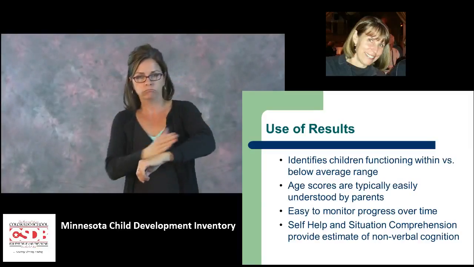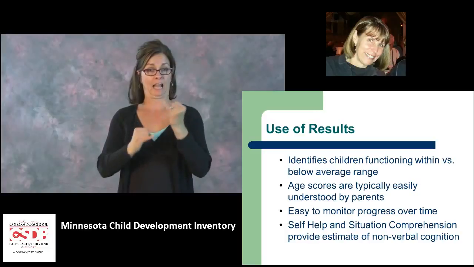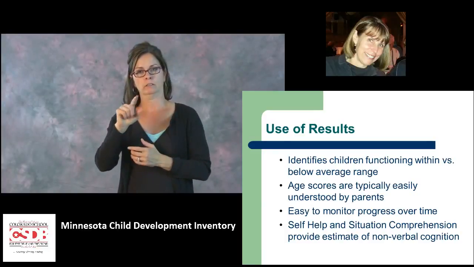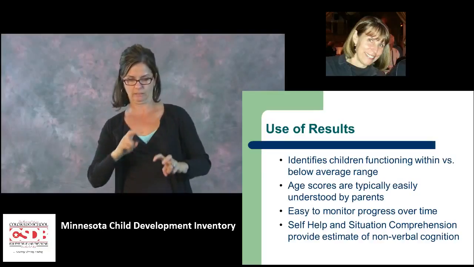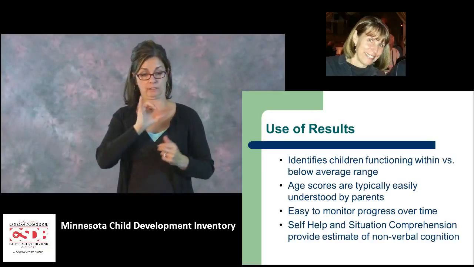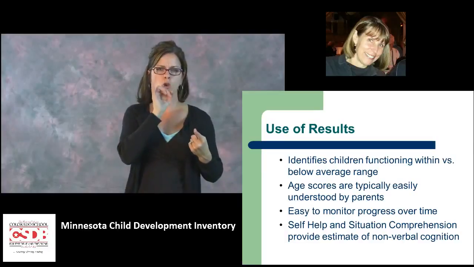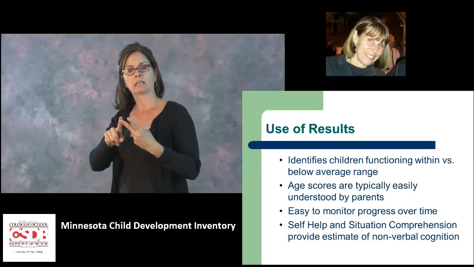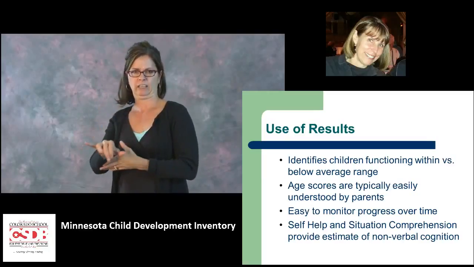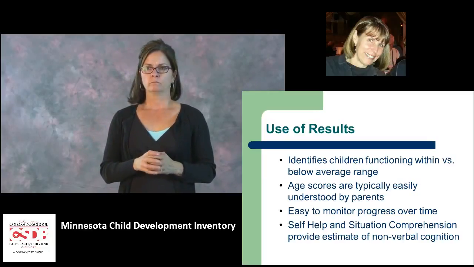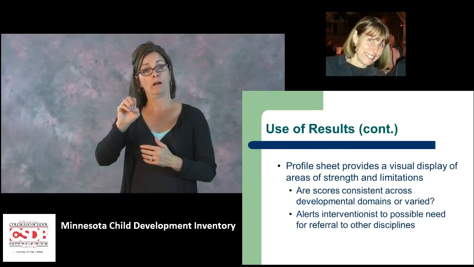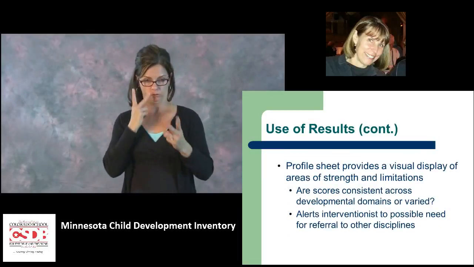The last point on this slide is that the situation and self-help subscales can be used to estimate nonverbal cognition. We found that in the first child's case, it looked like nonverbal cognition was right where it should be. However, in the second child's case, we had concerns.